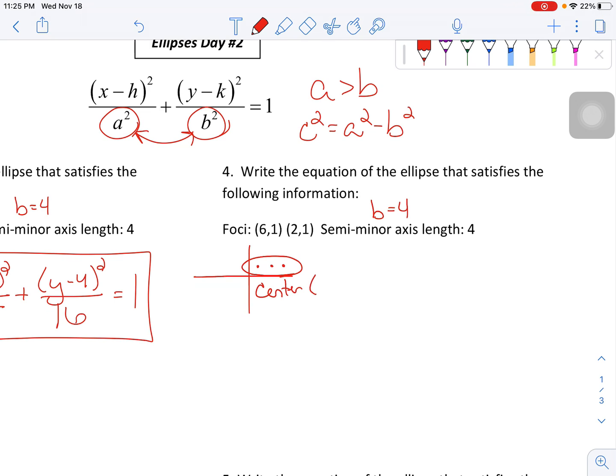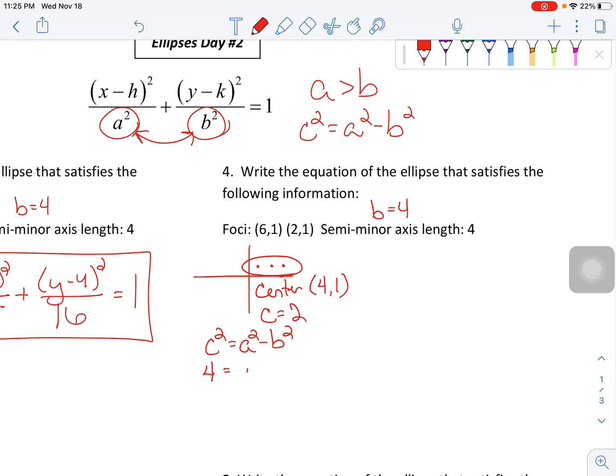Makes my graph look something like that. Center is going to be right between them. So the center is going to be (4, 1). That gives me a C value of 2, right? To get from 4 to 6 is 2 units, or to get from 4 to 2 is 2 units.